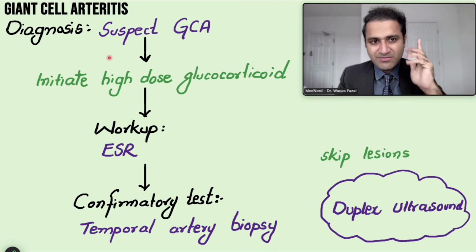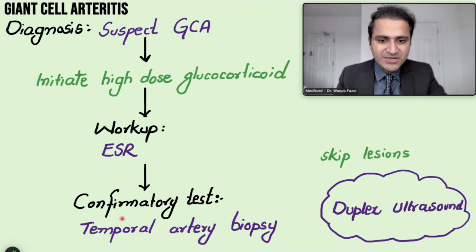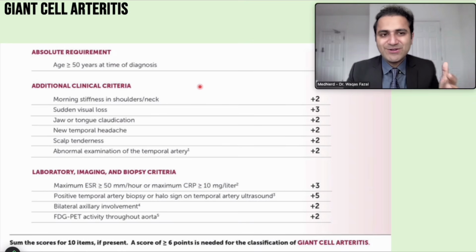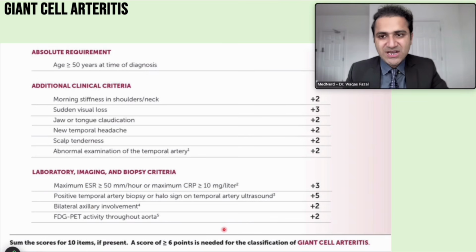So first step, high dose glucocorticoids, then ESR, then you go for temporal artery biopsy. Now the American College of Rheumatology has this clinical criteria to diagnose a patient with giant cell arteritis, and if the sum of scores for 10 items, if present, is greater than 6 points, then that strongly indicates that the patient has giant cell arteritis.